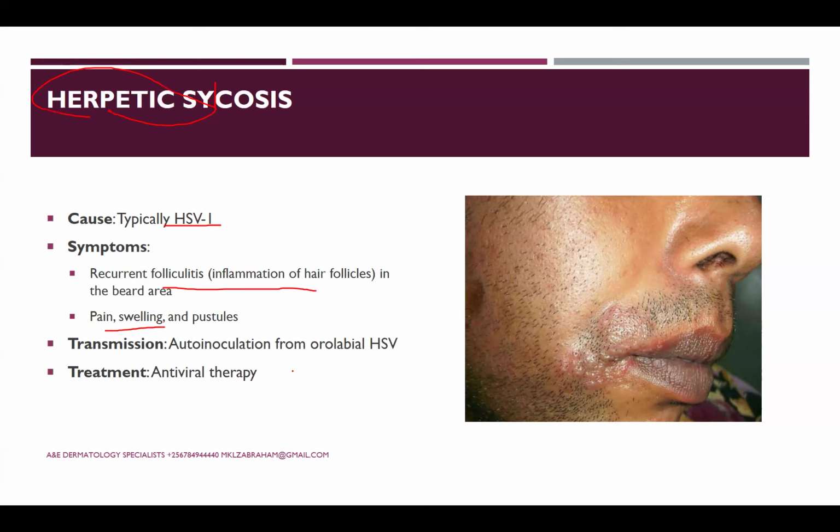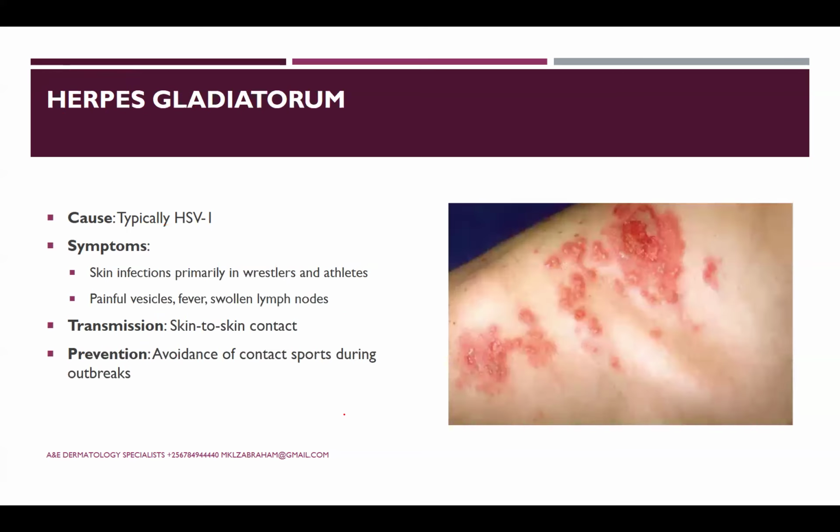So it is thought that it is just an auto-inoculation, usually from oral Herpes simplex virus, but it can also be from primary contact, if someone gets into contact with an infected person, then they spread the virus, maybe through kissing and close body contact. For treatment, we give antivirals. So you see in this case, we have the beard area affected by herpes simplex virus type 1.